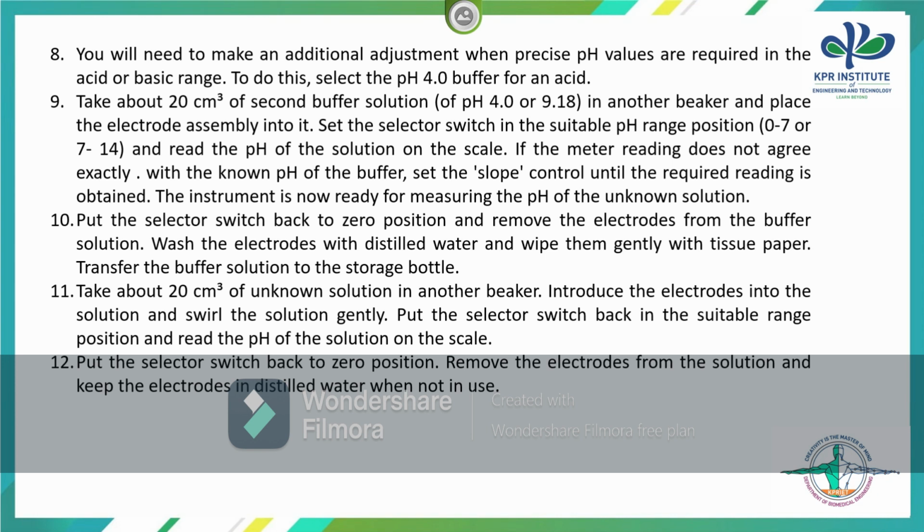Now take about 20 cm³ of unknown solution in another beaker, introduce the electrodes into the solution, and swirl the solution gently. Put the selector switch back in the suitable range position and read the pH of the solution on the scale. Put the selector switch back to zero position, remove the electrodes from the solution and keep the electrodes in water when not in use. Repeat the same for any number of samples taken.